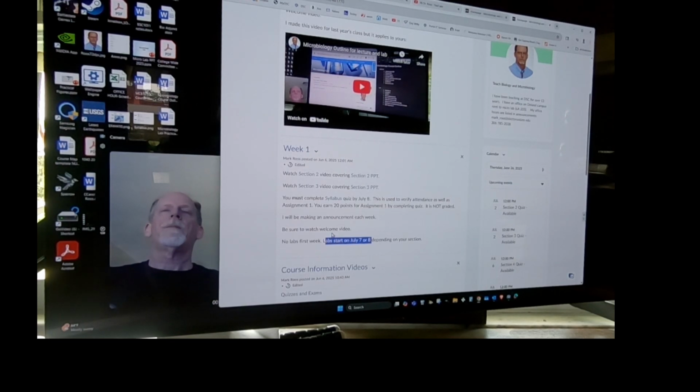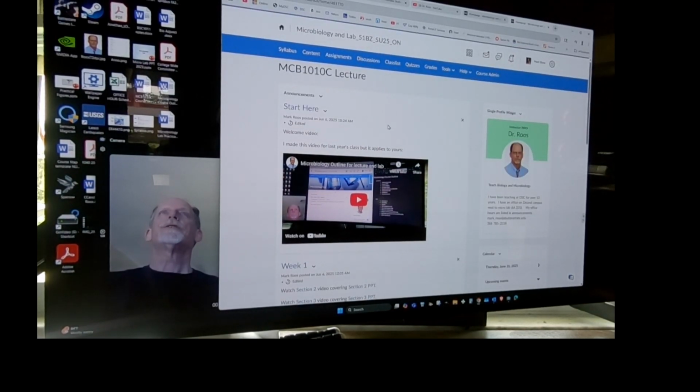The other thing in this announcement I want to make clear is that lab classes start July 2nd, but there won't be labs July 2nd for Wednesday or July 3rd on Thursday. They'll start the following week. If you have lab on Mondays and Wednesdays, it'll start July 7th. If you have labs on Tuesday and Thursday, your first lab will be July 8th.